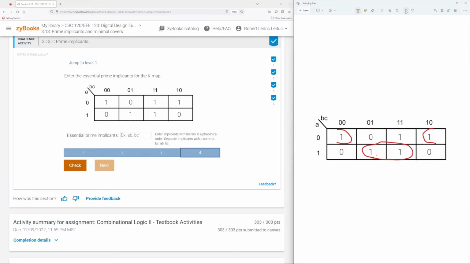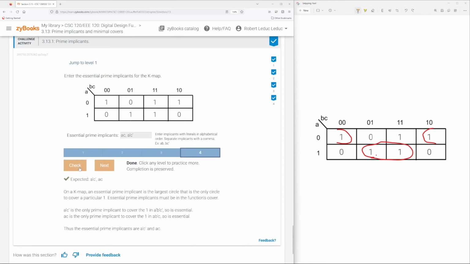So let's get rid of these, and we'll simplify this down to only the essential prime implicants, which would be A, C, which is this one right here, and then we have A prime, C prime. Right. And that's it. Those are the only two essential prime implicants for this K-map. And when we check it, it tells us we got the right answer.